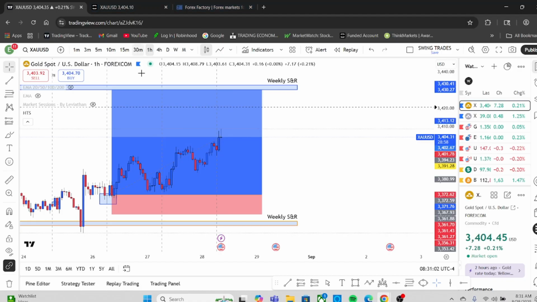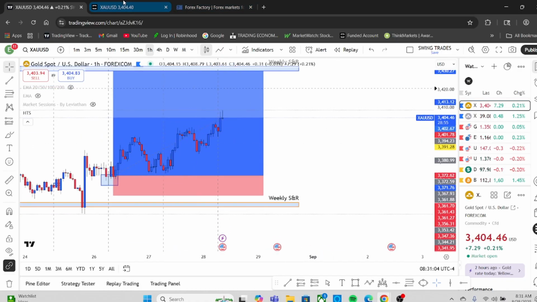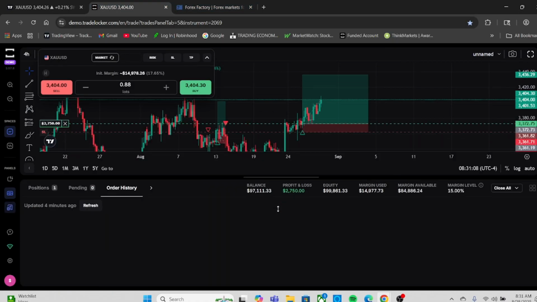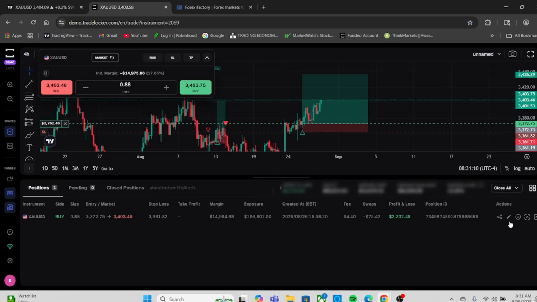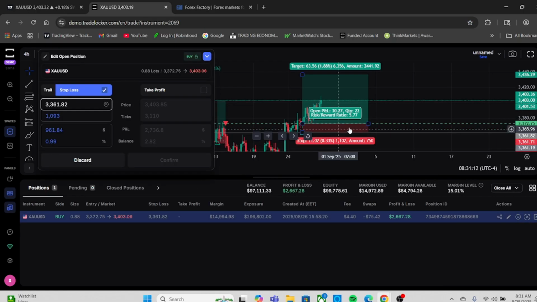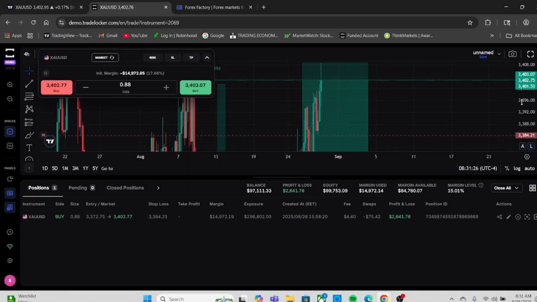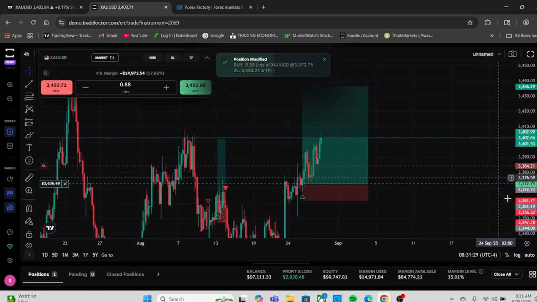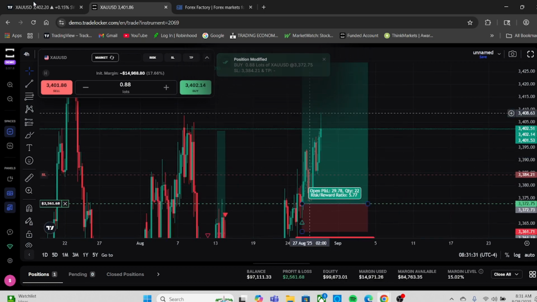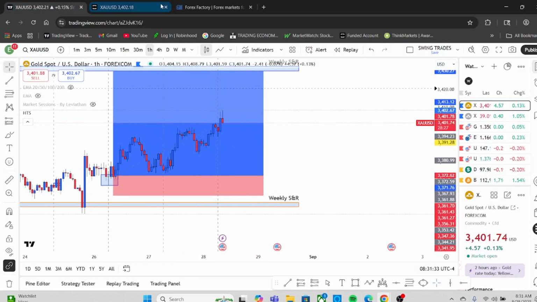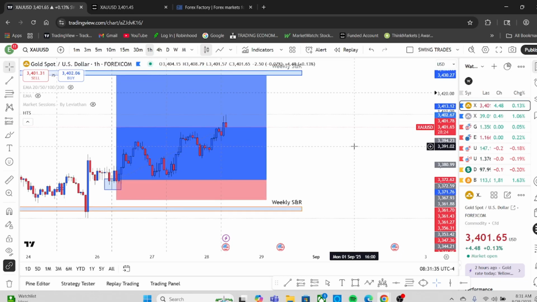I'm still gonna hold this trade. What I will do though is move my stop loss to about here. So let me edit this. Stop loss, move it to 84.21. Cool. So I'll move my stop loss right there. So we're basically in this trade now risk-free. We're just risking capital that we've already made. So I'm just gonna keep holding this trade. I think it's still gonna have the move to the upside.